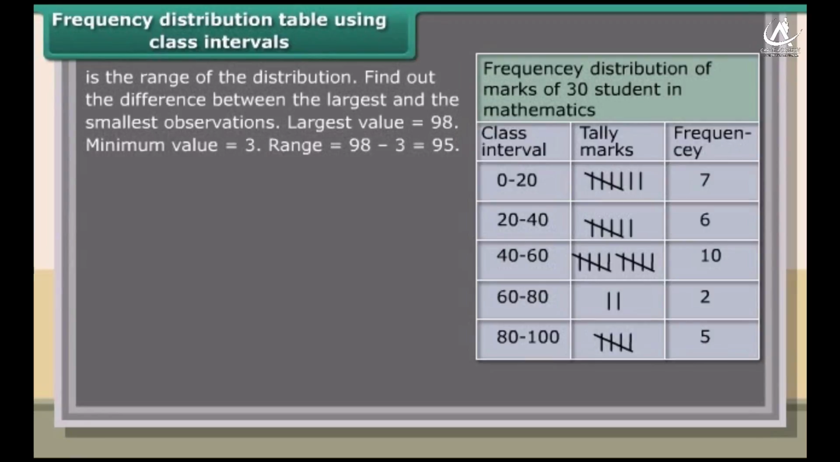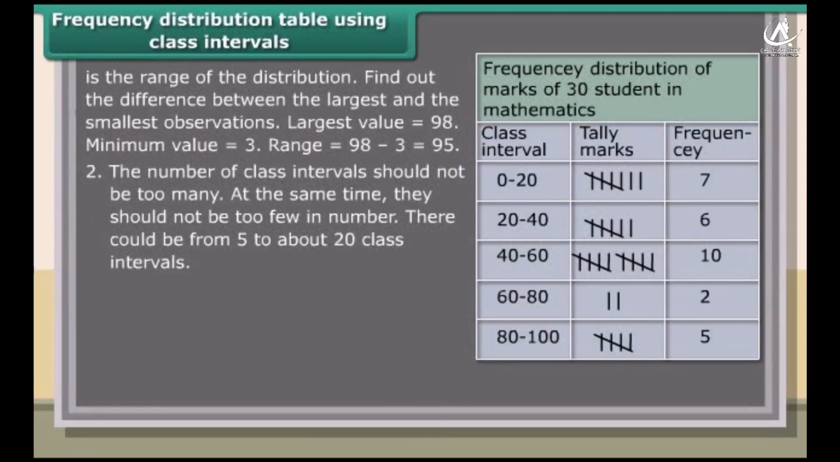Find out the difference between the largest and the smallest observations. Largest value is equal to 98. Minimum value is 3. Range is 98 minus 3, which equals 95. 2. The number of class intervals should not be too many. At the same time, they should not be too few in number. There could be from 5 to about 20 class intervals.